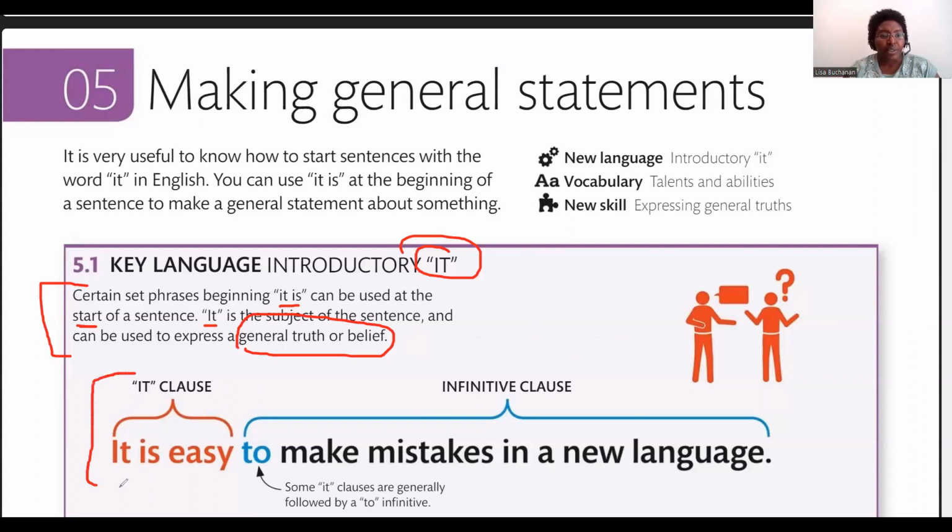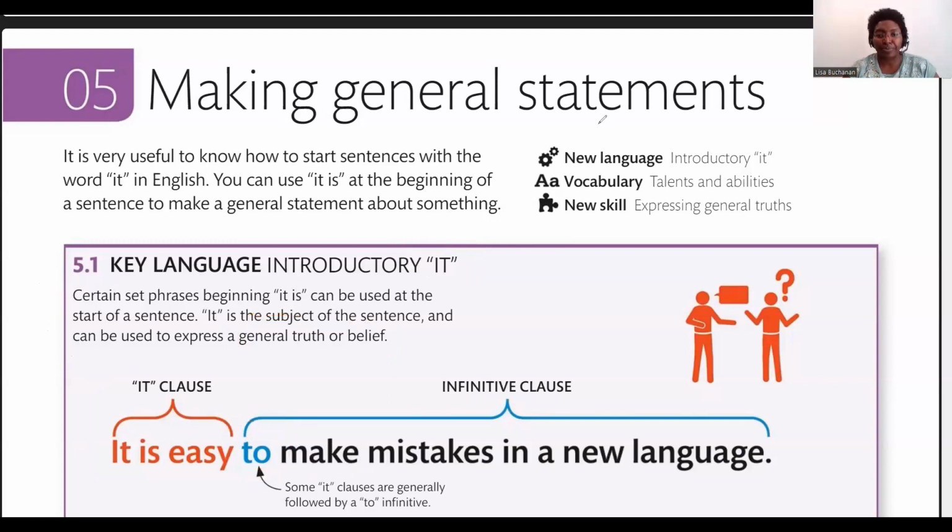We start the sentence with an it clause, or clause meaning part of the sentence to keep it easy. It's the piece of the sentence. It is easy. And then we have an infinitive clause. Why do we call this the infinitive clause? Because the next part of the sentence is going to start with to, and then we have a verb. We haven't done anything to the verb: to make mistakes in a new language. So let's read the whole sentence. It is easy to make mistakes in a new language. So we start with it is easy, and the next piece of that sentence is going to start with to.